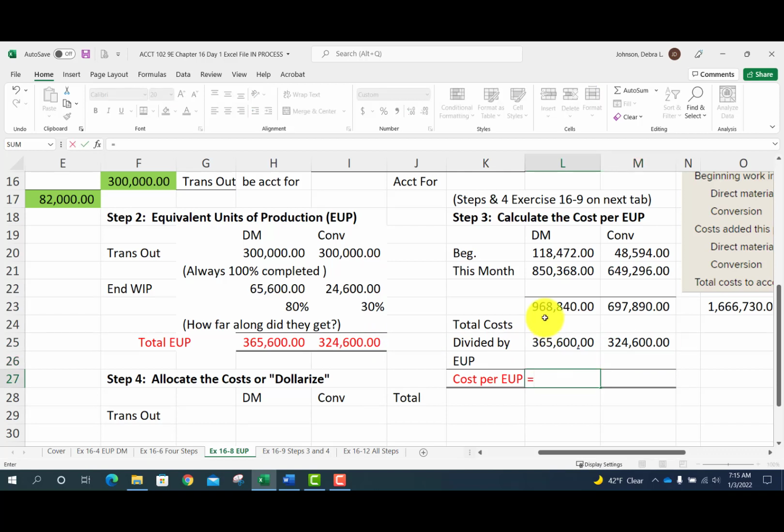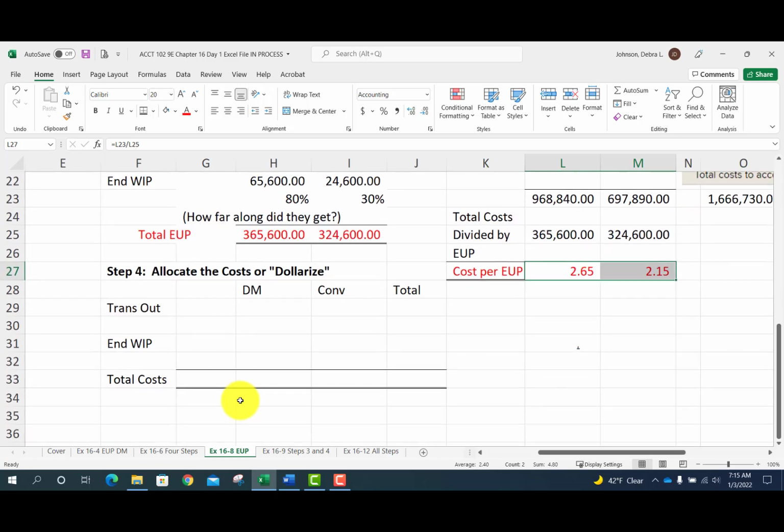I'm going to come back and divide the total cost divided by the units, and I will do that for both materials and conversions, and I don't think we need that many decimal places, so let me carry that down to dollars and cents, which would be 2 decimal places, and now we have the cost per equivalent unit. On to our last step.